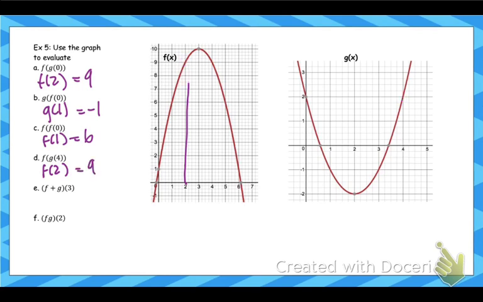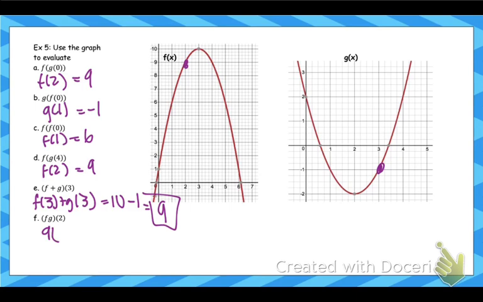F plus g of 3 means f of 3 plus g of 3. So when x is 3 on the f of x equation, I get 10. G of 3 is -1, and I end up with 9. All right, and then looking at the last one, f times g of 2. So again, f of 2 is 9. G of 2 is -2.